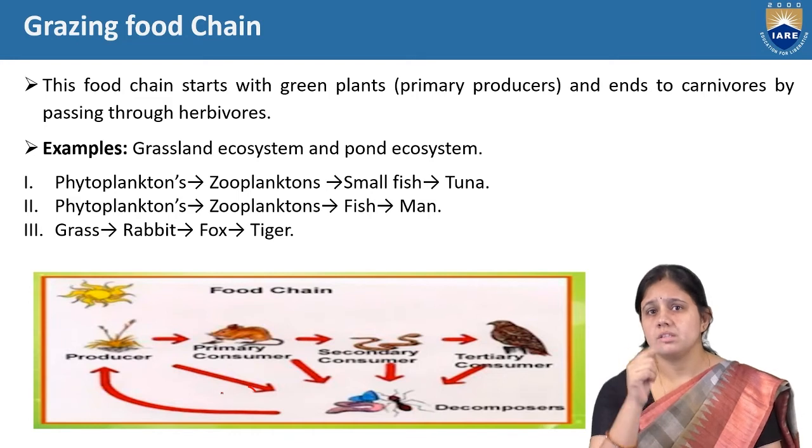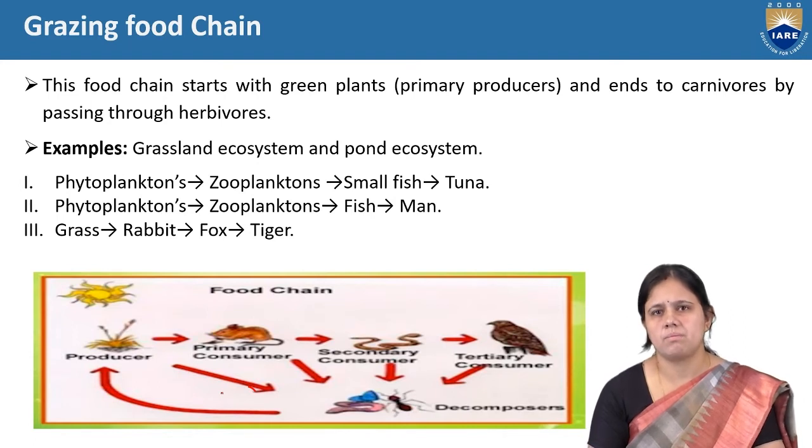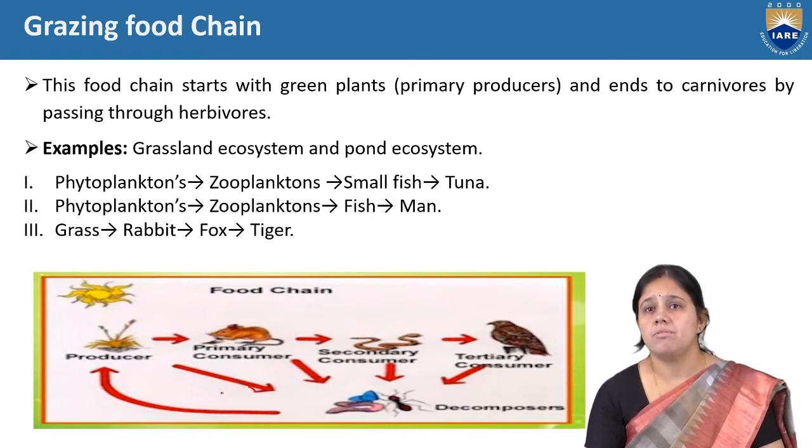Like this: phytoplankton, zooplankton, fish and man. First of all, phytoplankton will make food, and they will make it available to the zooplankton. Zooplankton is eaten by fish. Fish is eaten by man. This is the example of a pond ecosystem.